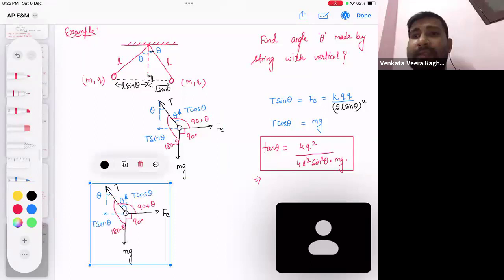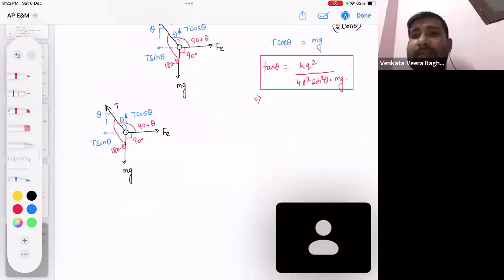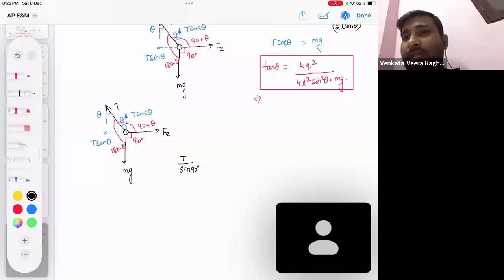Now I don't need the components. I can directly start writing the equation. So what equation will we write? See, in front of T, what is the angle? 90. So T by sine 90 equals. In front of mg, what is the angle? Look at that. Is that 90 plus theta? And in front of the electrostatic force, what is the angle?